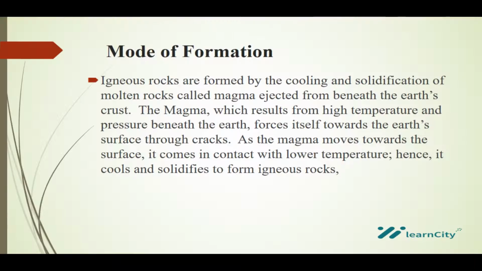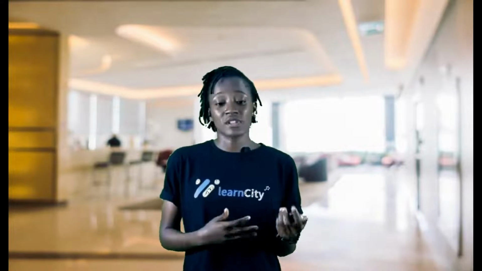Igneous rocks are formed by the cooling and solidification of a molten rock, which is called magma. This magma is ejected from beneath the earth crust. The magma, which results from high temperature and pressure beneath the earth crust, forces itself towards the earth's surface through cracks. As the magma moves towards the surface, it comes in contact with lower temperature, and it cools and solidifies to form an igneous rock.